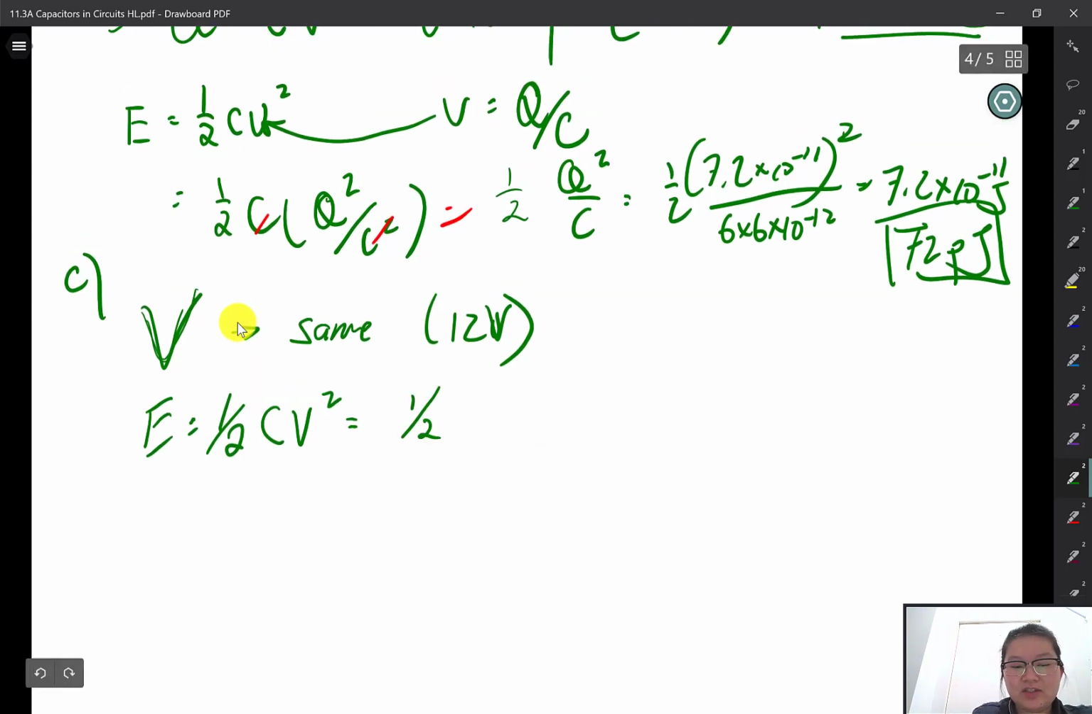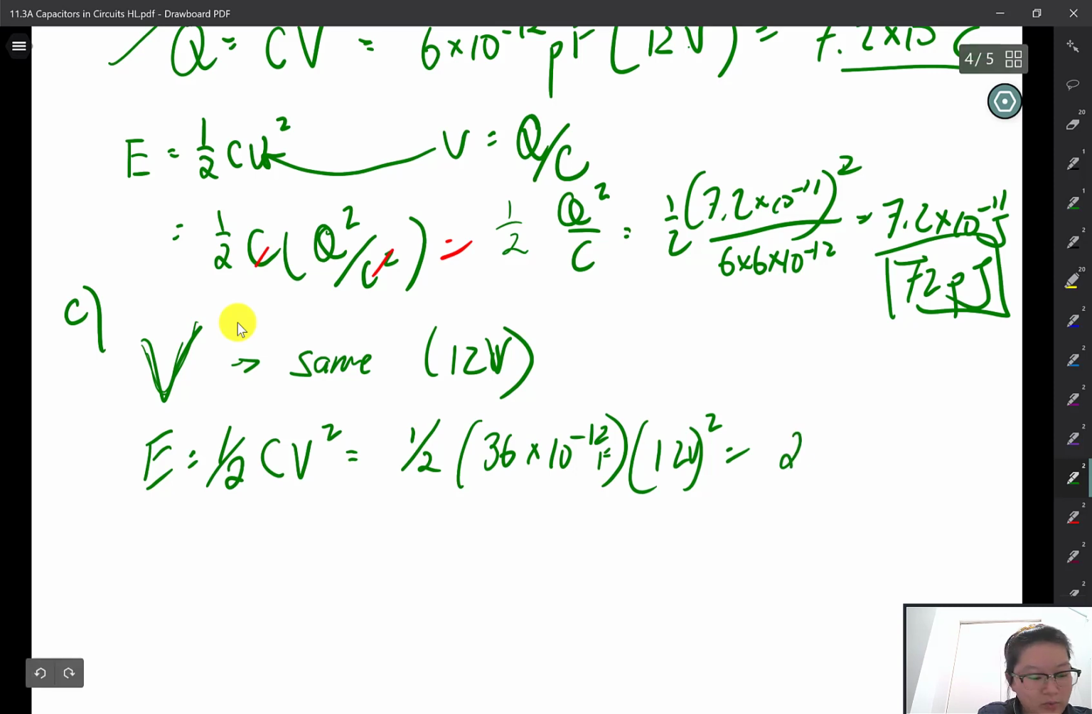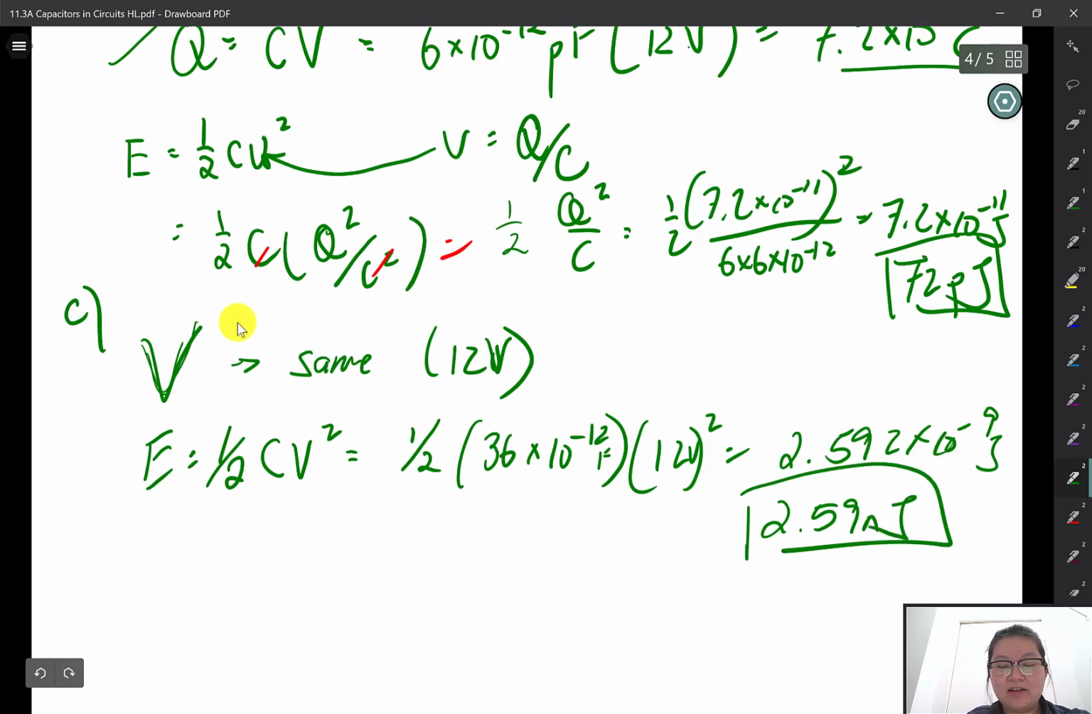So if we have the voltage, we have the higher capacitance, we can actually just go ahead and calculate this energy. So this is 1/2 C, which is 6 times whatever it was before. You know what? I'm just going to put 36 picofarads, which is 36 times 10 to the power negative 12. And voltage is just 12 volts. And that squared is going to give us, I get 2.592 times 10 to the power negative 9 joules, which is, because it's negative 9, this is 2.59 nanojoules, okay? So yes, it is higher than before.